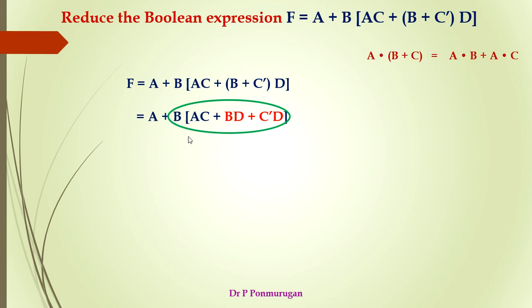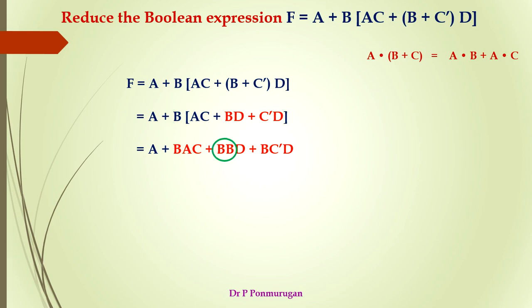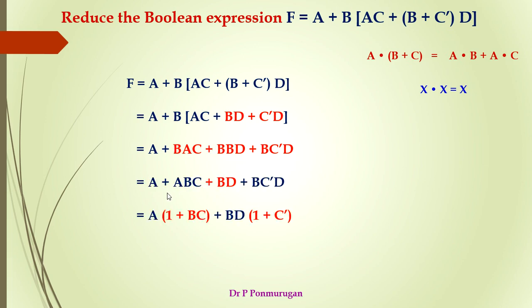So it will be bac + bbd + bc̄d. By using x·x = x, this identity, we can simplify this particular term bbd as bd. And now here we can take a as common from the first two terms and bd as common from the third and fourth terms. So it will become like this. And we know x + 1 is equal to 1. So by using this law, we can simplify this as a + bd. So this will be the reduced expression for the given expression.